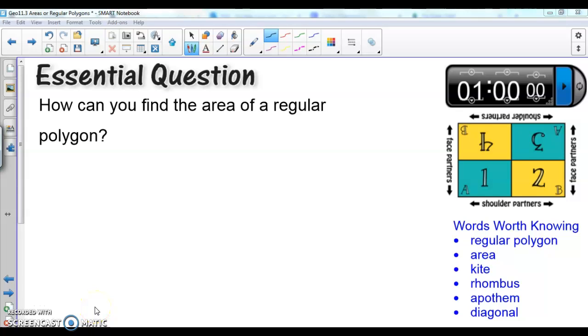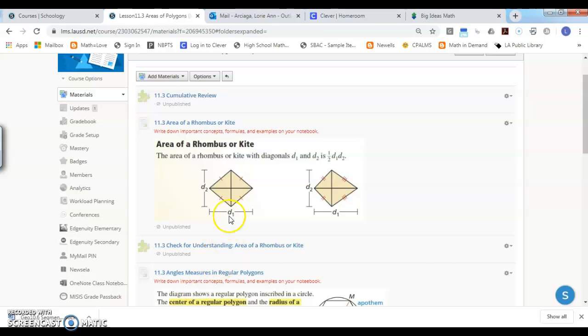In this lesson, our main focus is to find the area of a regular polygon. We will begin by looking at how to find the area of some quadrilaterals like rhombus and kite.